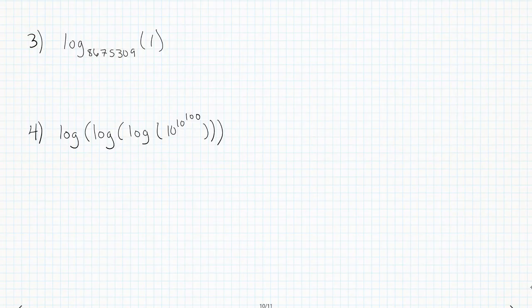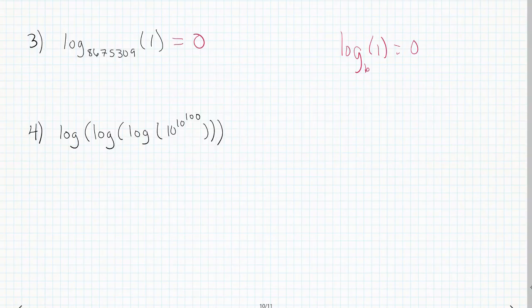So let's say we take the log with the base 8675309 of 1. Okay, what does that actually equal? Well, we have a property: if b is greater than 1, log base b of 1 will always equal 0. So that is greater than 1 as the base, so this equals 0, and we're good to go.